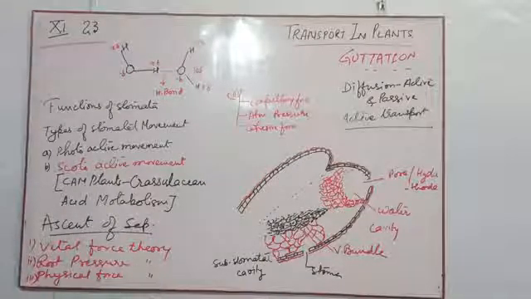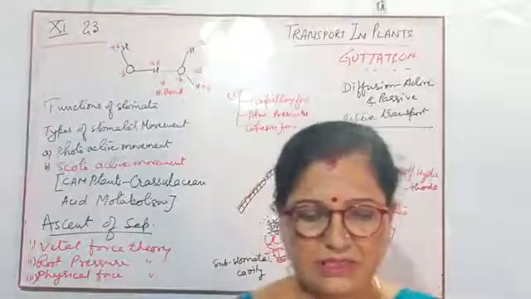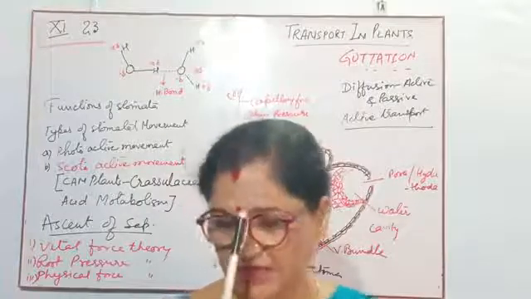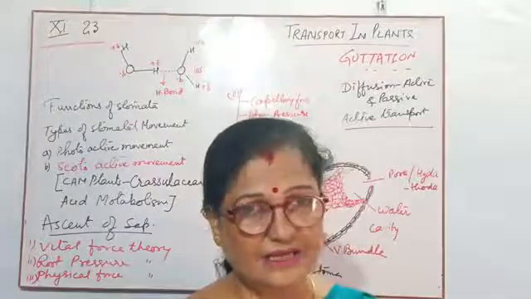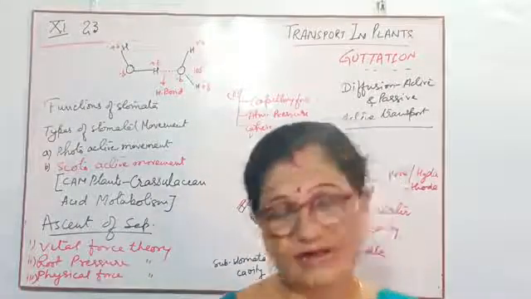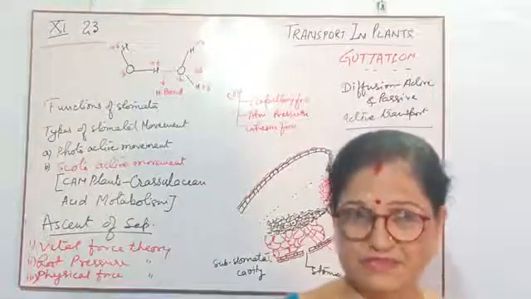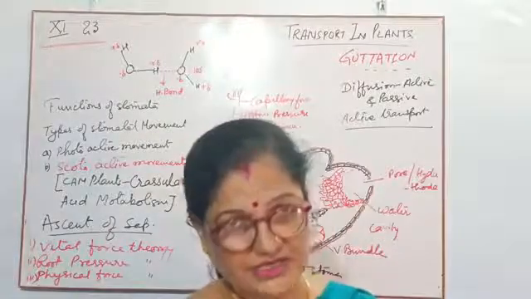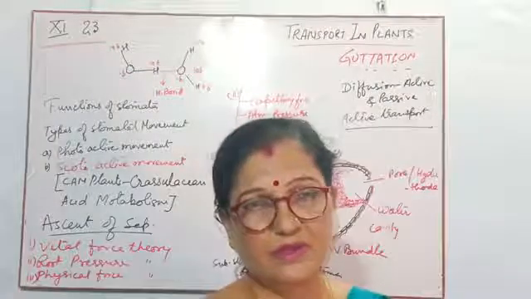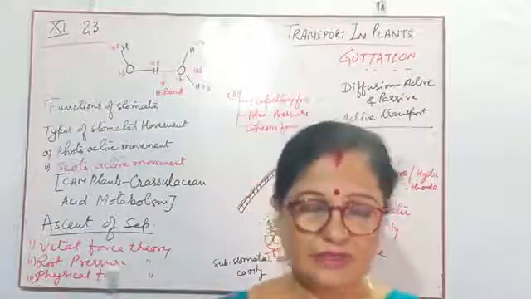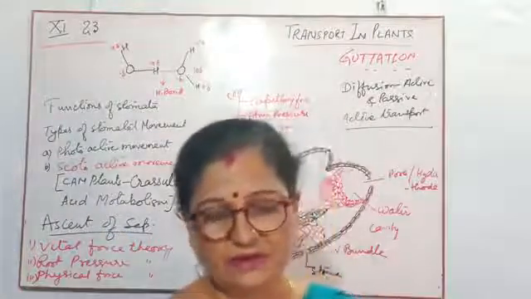Now children, for example, who are those CAM plants? You can understand by yourself that desert plants can't open their stomata in the daytime because there would be more transpiration, but they have to store more water. So they are examples of CAM plants. Then children, orchids. Next one, pineapple. These have scotoactive movement in their stomata.